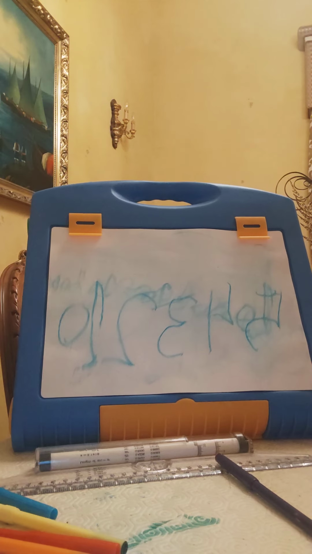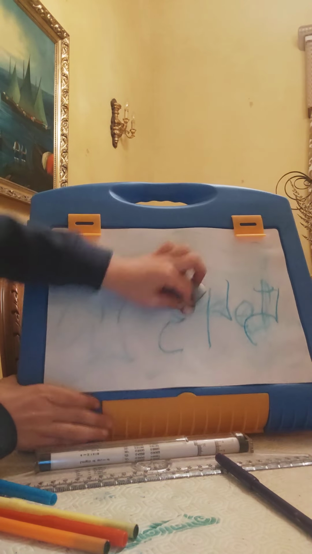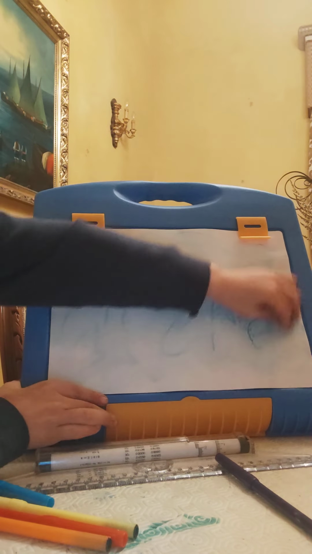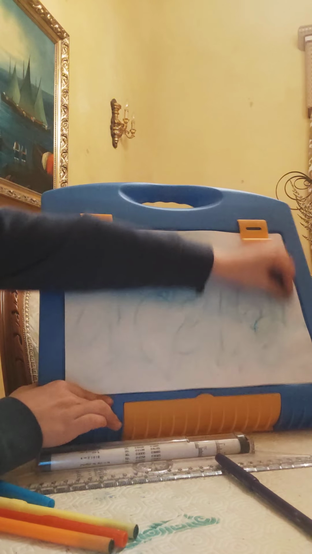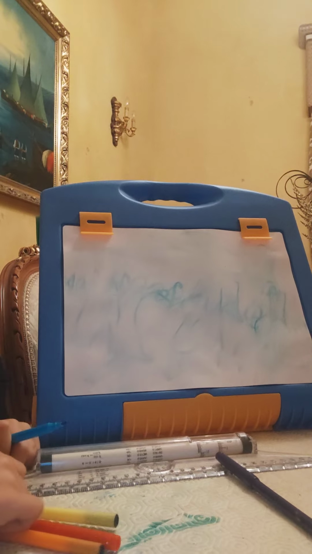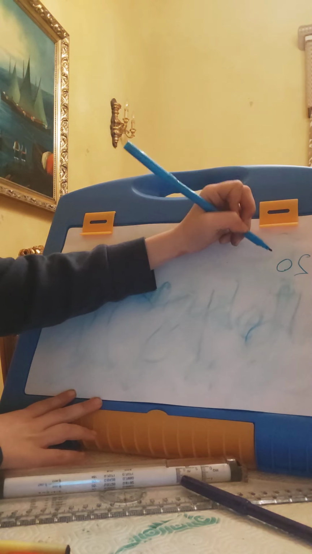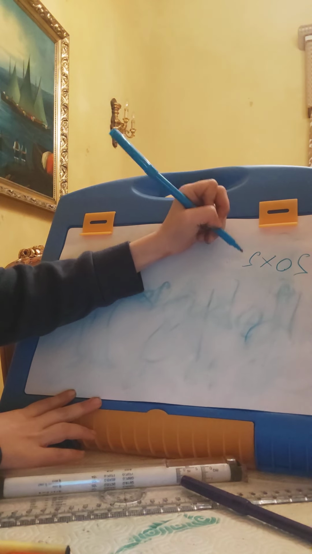So, next what we're gonna do is we're going to have some sums. And you guys are gonna solve them. I'm gonna give you a minute or two to solve them, okay? They're gonna be multiplication. Okay? I am gonna start writing. So you're gonna have 20 times 2.